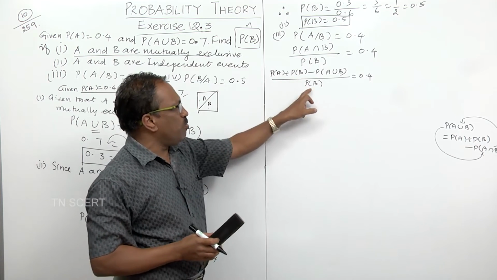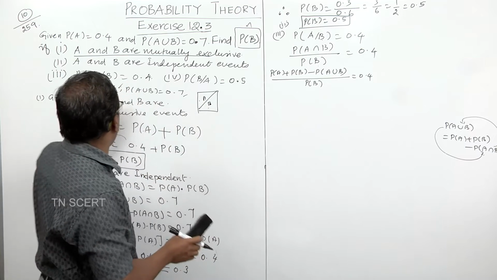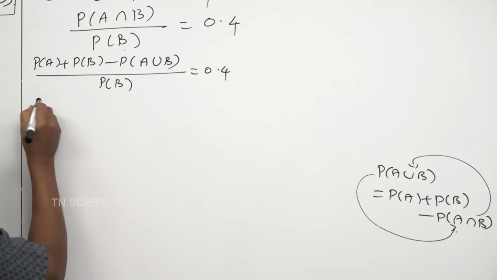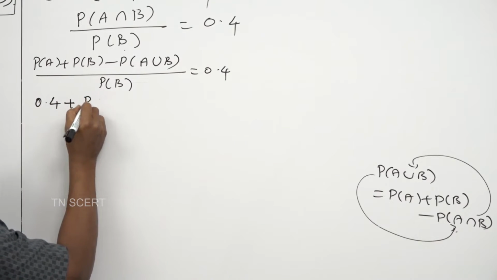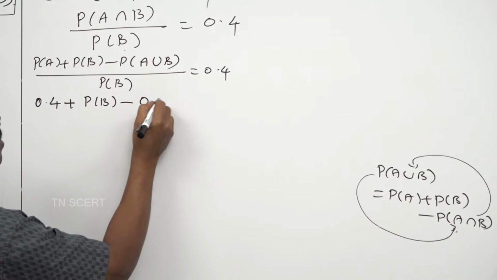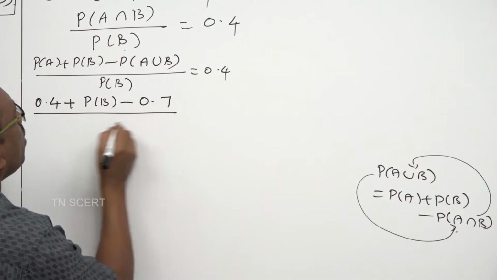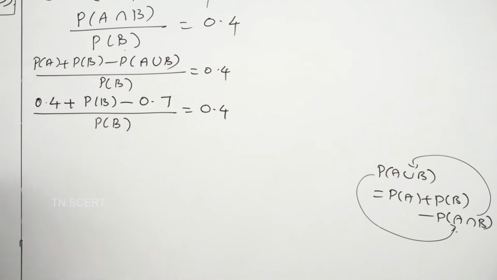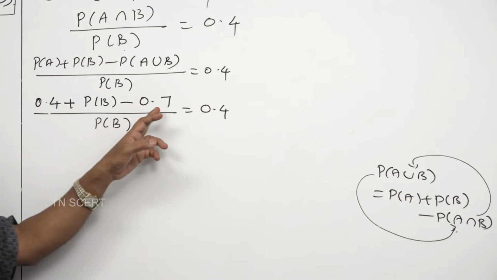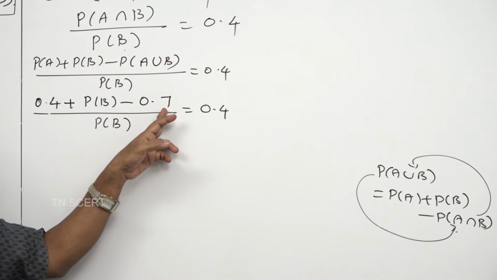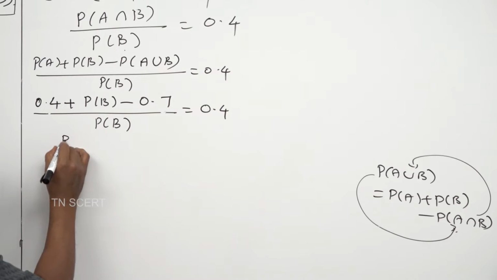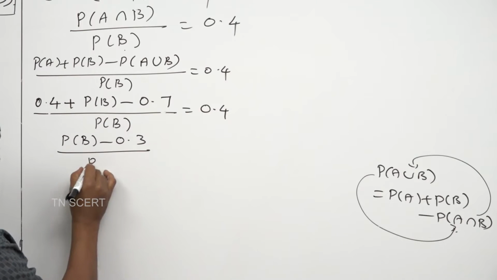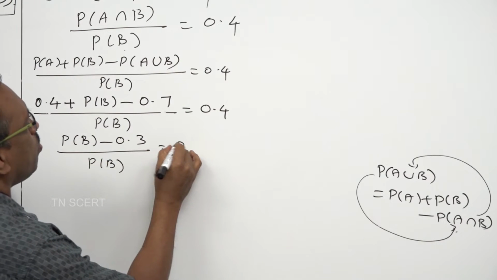What is the unknown? P of B only. Remaining all values we know. P of A is how much? 0.4. P of A union B is 0.7. That's all. So 0.4 plus P of B minus 0.7 over P of B is equal to 0.4. Okay. 0.4 minus 0.7 is minus 0.3. So that means P of B minus 0.3 over P of B is equal to 0.4.